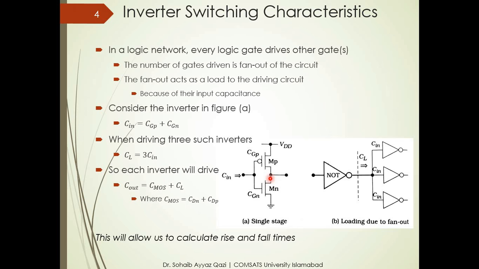To understand these capacitances which occur at the output and input of a gate circuit, like at the input of an inverter, we have to solve an example. So now we will solve an example to understand these capacitances and how they could be affecting our rise time and fall time.